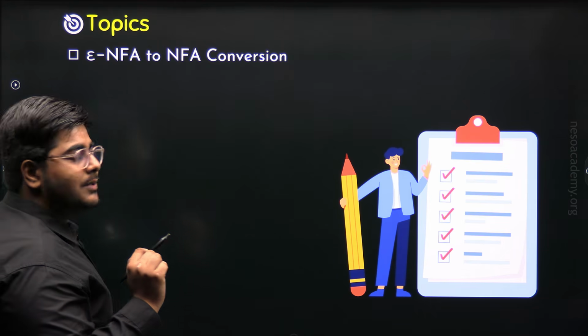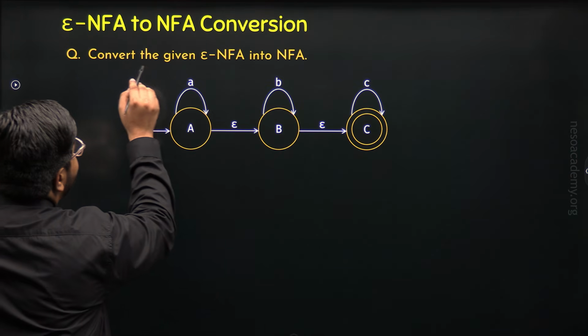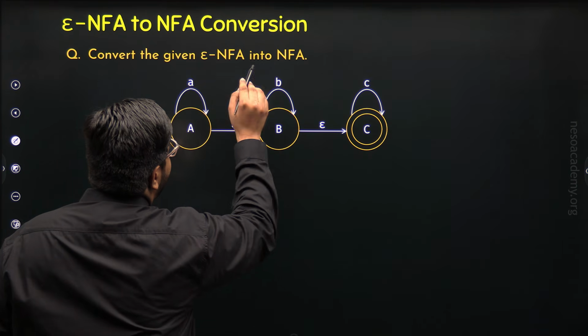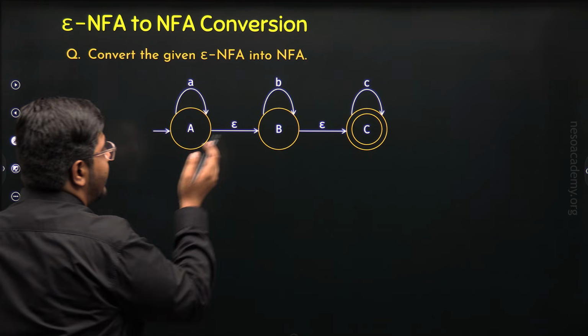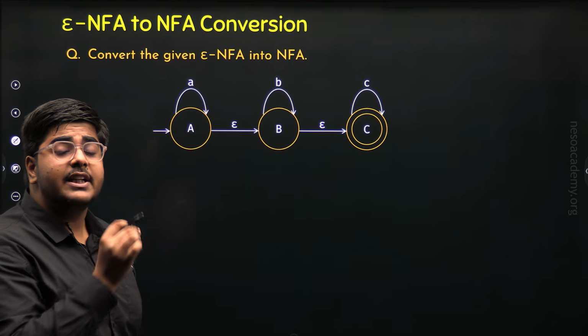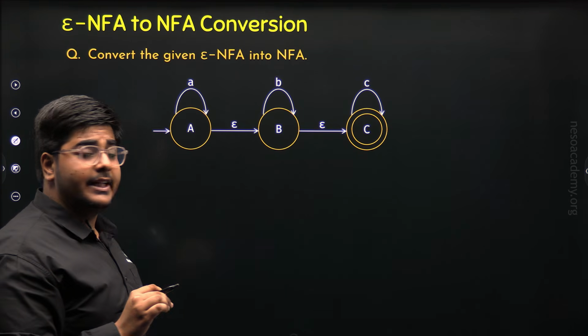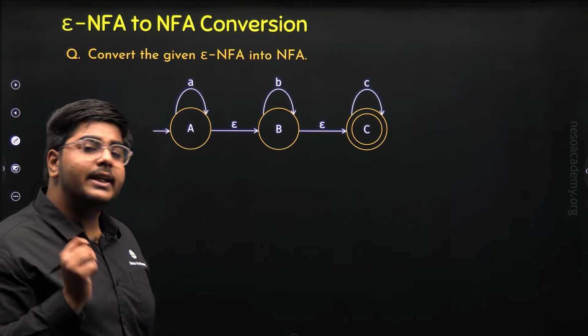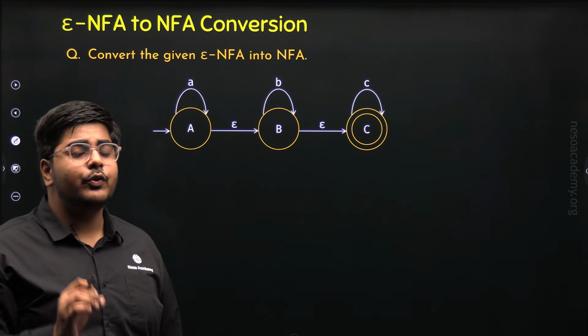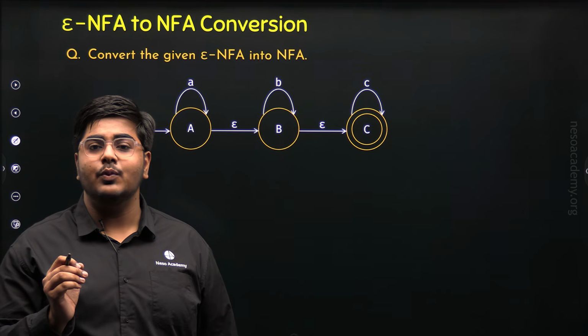Let's start with our problem statement. Convert the given epsilon NFA into NFA. So here you can see you are given an epsilon NFA and you need to convert this epsilon NFA into its equivalent NFA. I hope you remember all the steps for this conversion.